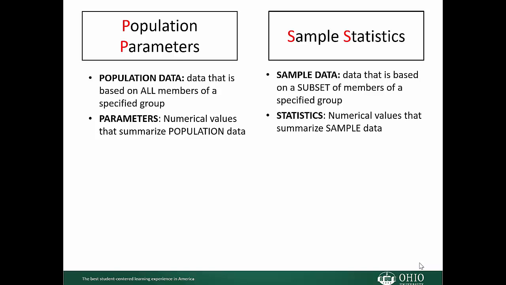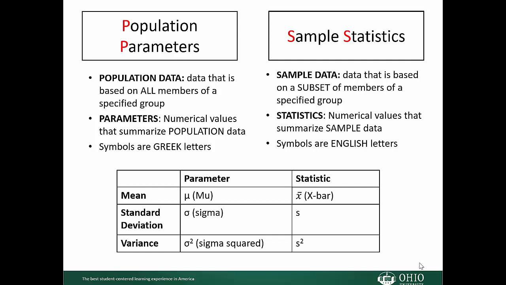We often use symbols to denote parameters and statistics. You will notice this later on in this module and the next module as symbols are used in formulas. We use Greek symbols to represent parameters and English letters to represent statistics. Here are three common values: the mean, standard deviation, and variance. Again, if they're based on population data, we refer to them as parameters and we use Greek symbols. We use the Greek symbol mu for the mean, sigma for the standard deviation, and sigma squared for the variance. If these values are based on sample data, they are considered statistics and we denote them with English letters. We use X bar for the sample mean, S for the sample standard deviation, and S squared for the sample variance.